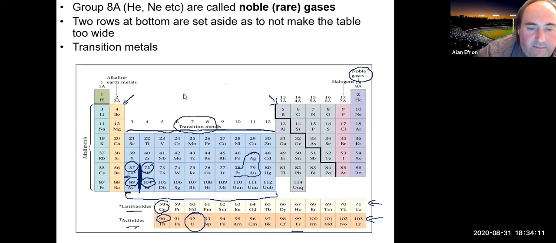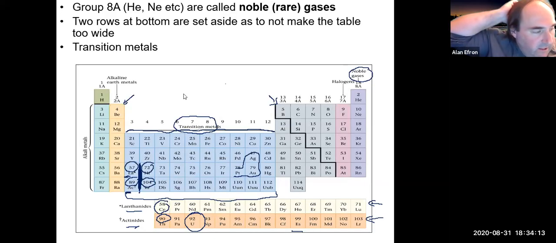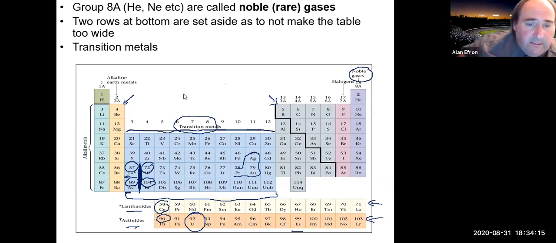Any questions on the periodic table? You need to know which way groups go on the periodic table. You need to know the numbering of the groups, 1 through 8. You need to know which way periods go. You need to know where metals, nonmetals, and metalloids are found. You need to know the names of those special groups: the alkali metals, alkaline earth metals, halogens, and noble gases. You need to know where the transition metals are also found. Any questions on the periodic table?